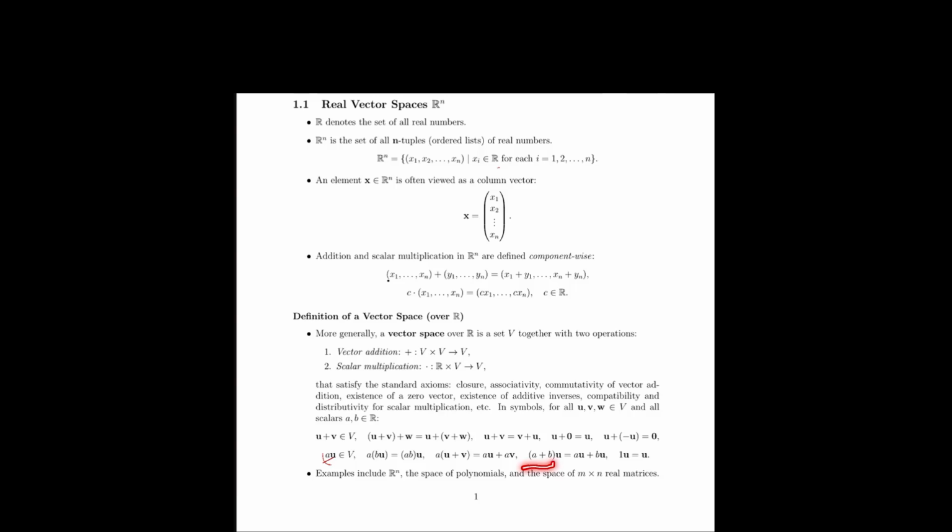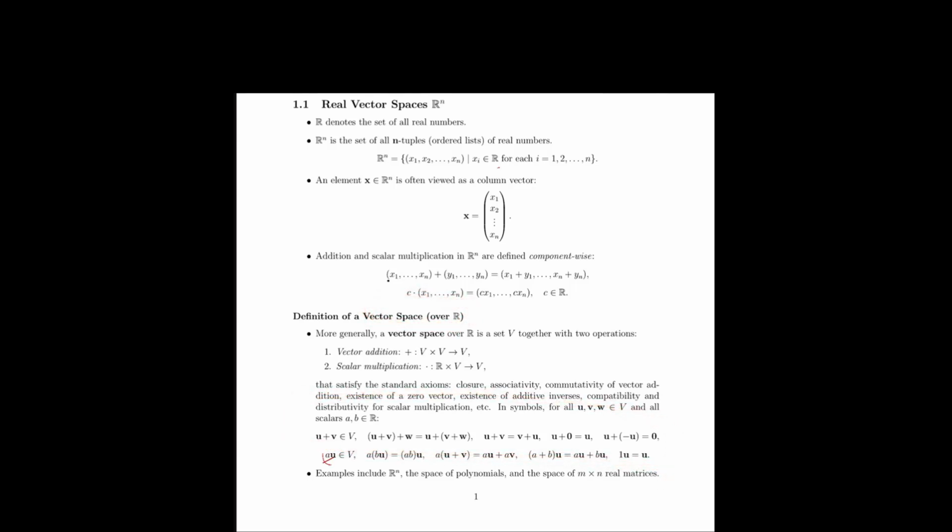Also, if you add two scalars and multiply them by a vector, the result would be the multiplication of the first scalar by the vector plus the multiplication of the second scalar by the vector. And if you multiply any vector u in this set V by 1, the result would be u again. So all these properties hold for a vector space.